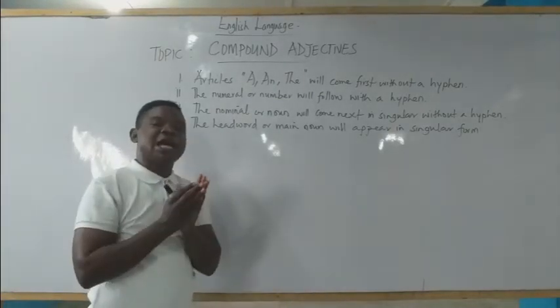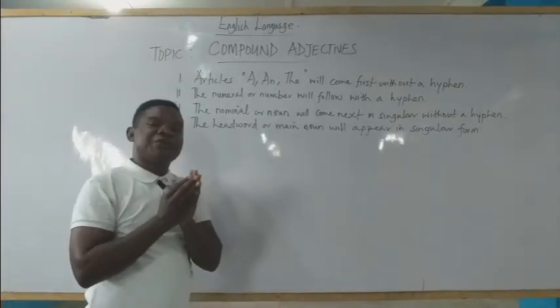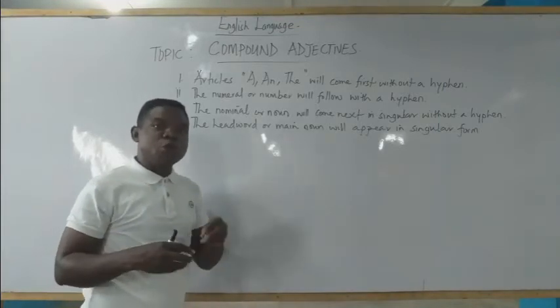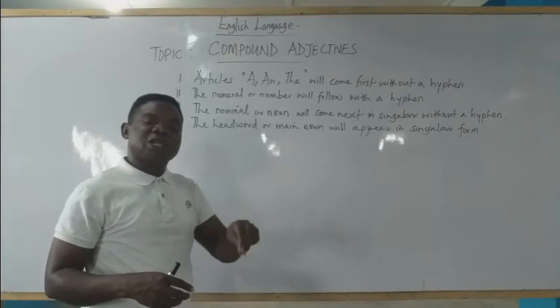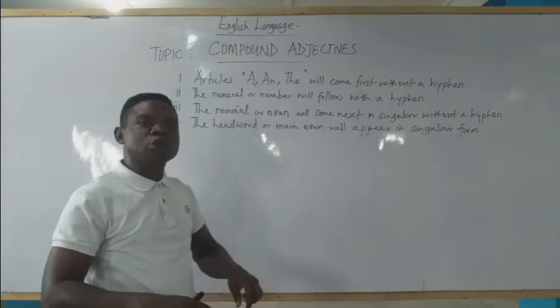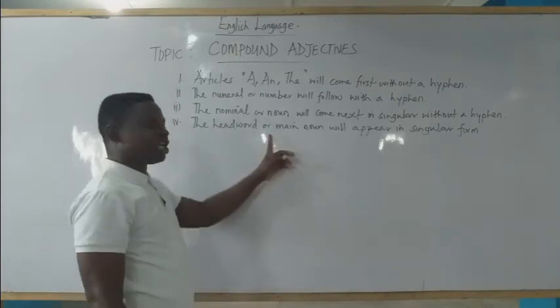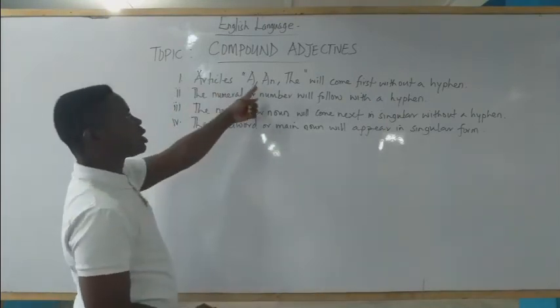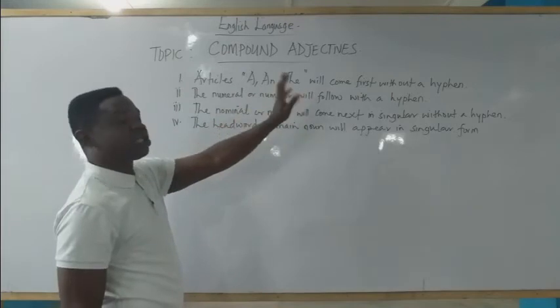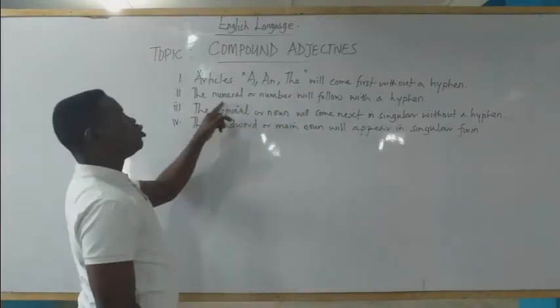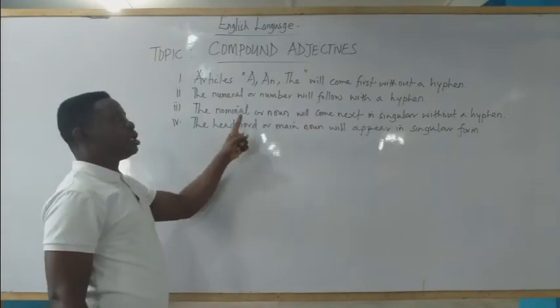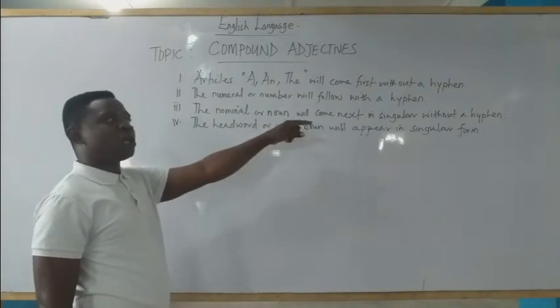These are the steps to be taken in the word formation of compound adjectives. Compound adjectives are adjectives which are formed by joining two or more components of words using what? A hyphen. But then such an adjective is used to modify the head word or main noun. Now, to form it, articles A and The will come first without a hyphen. Two, the numeral or number will follow with what? A hyphen. Three, the nominal or noun will come next in singular form without what?